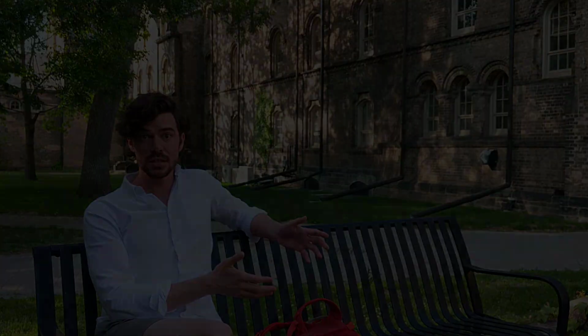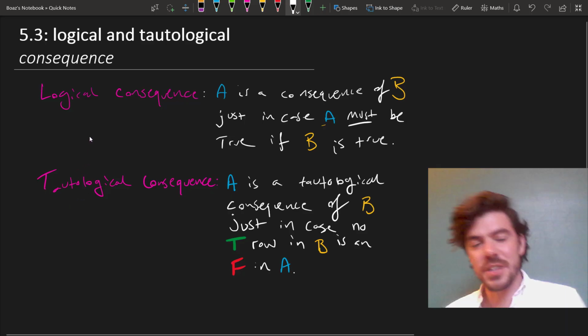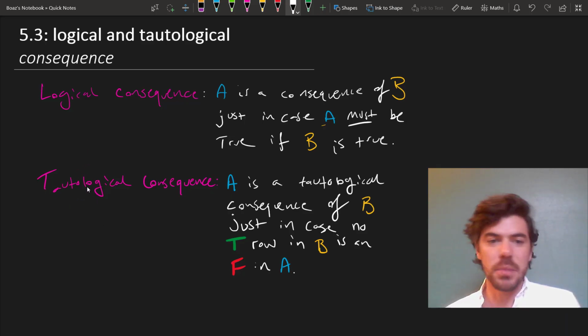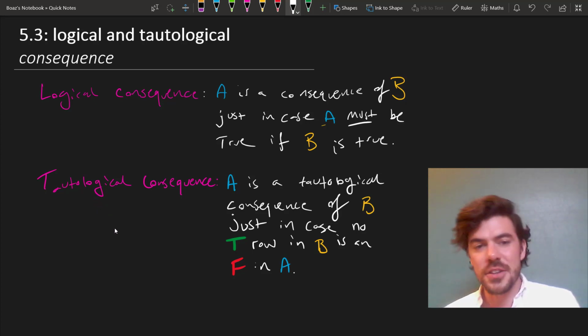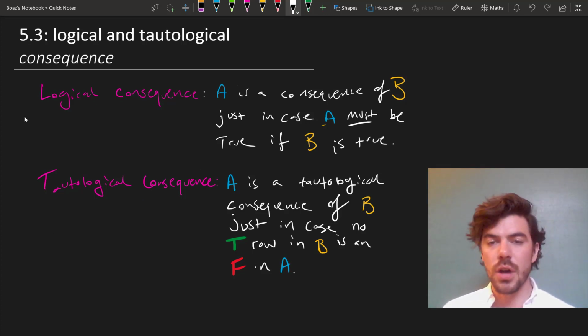Next up is logical and tautological consequence. Well, just in case you thought you'd never see your beloved truth tables again, here's another use for them. We can use truth tables to determine what is a tautological consequence. Now, a logical consequence is where if one sentence is true, the other one has to be true.